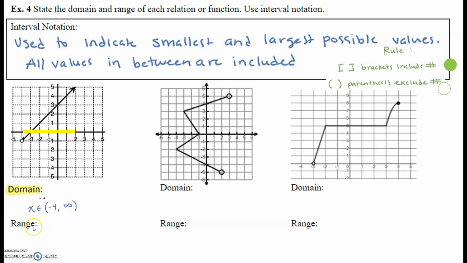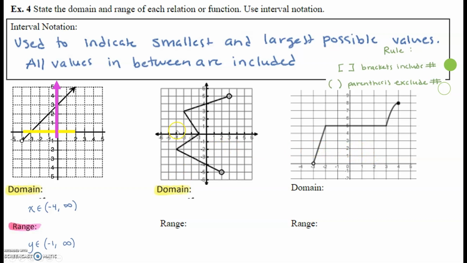And then range is the same idea. You're just looking at the up and down. So we're at y as an element. And again, we're looking from here, where it starts, the lowest bound, and then the highest. So it goes from -1, again, open circle, so parenthesis, to infinity. Now, if you feel comfortable, I would pause and try the next two. If you don't, I'm going to do the next one, and then you could pause and do the last one.